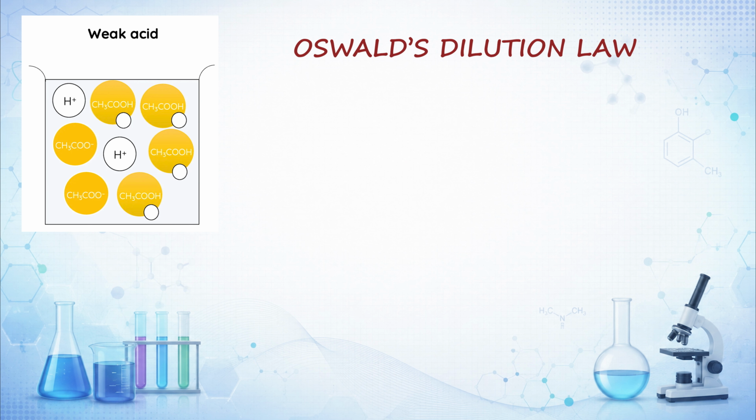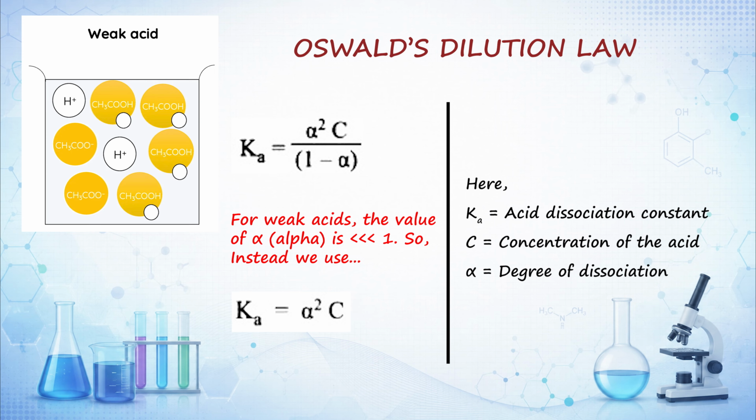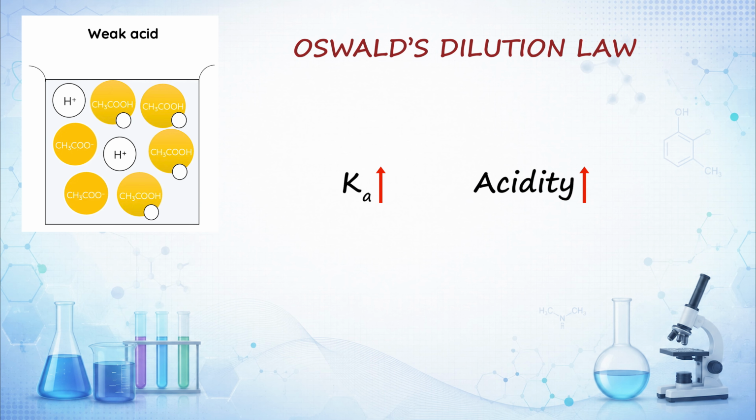The formula is Ka equals C times alpha squared divided by 1 minus alpha. Here, Ka means acid dissociation constant, C means concentration of the acid, and alpha means degree of dissociation. A larger Ka means a stronger acid. A smaller Ka means a weaker acid.